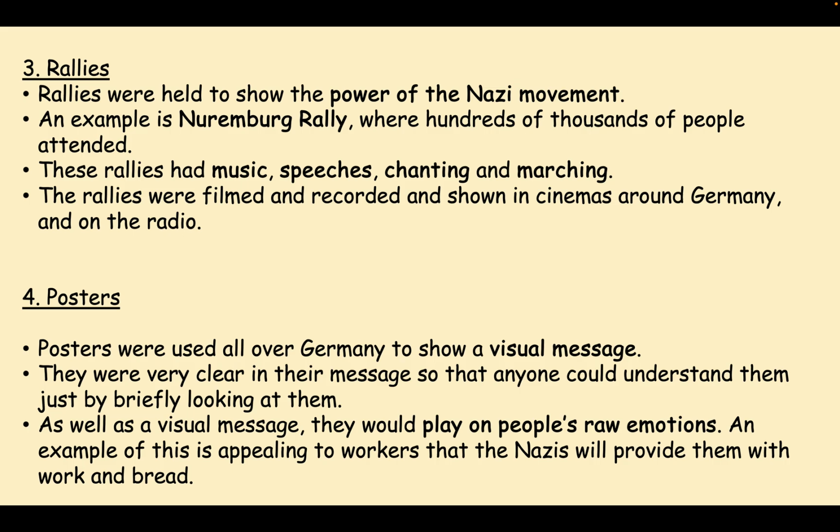In terms of rallies, they were held to show the power of the Nazi movement. So a famous example is the Nuremberg rally, where hundreds of thousands of people attended. So these rallies would have music, speeches, chanting, military marches, and the rallies would be filmed and recorded and shown in cinemas around Germany and put on the radio. And the idea of them was, it was a show of power. It was a real show of strength, that how powerful, how effective, how influential the Nazis were, all to try and get people to side with them, to agree with them, that they were a powerful and a good movement for Germany.